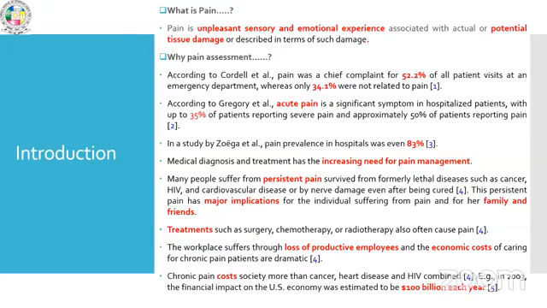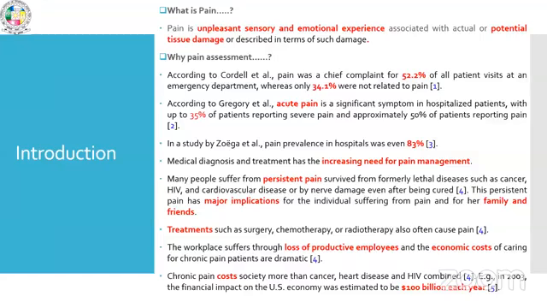Okay, now why pain assessment? If you go to the literature, those who are doing medical studies of pain, what they have found, if you just see the paper of Cordell, it says that pain is a chief complaint for 52.2% of the patients visiting the emergency departments, whereas only 34.1% are not complaining about the pain. Even further, Gregory et al. have said that acute pain is a significant symptom in most hospitalized patients.